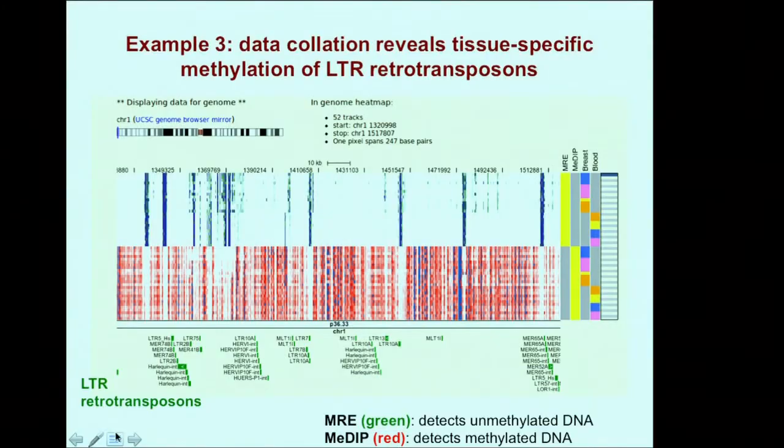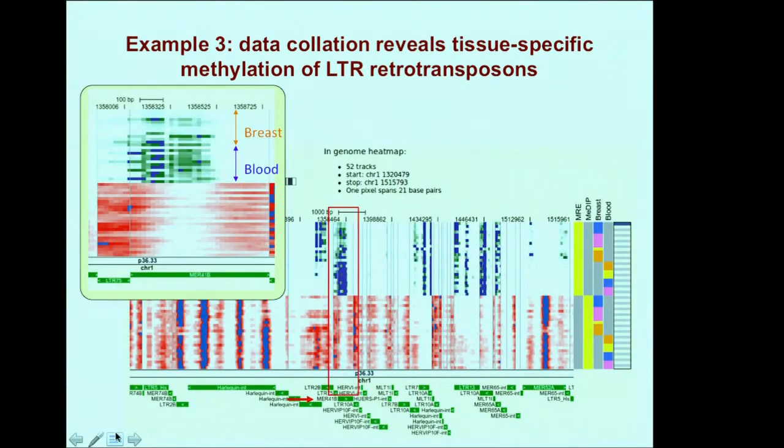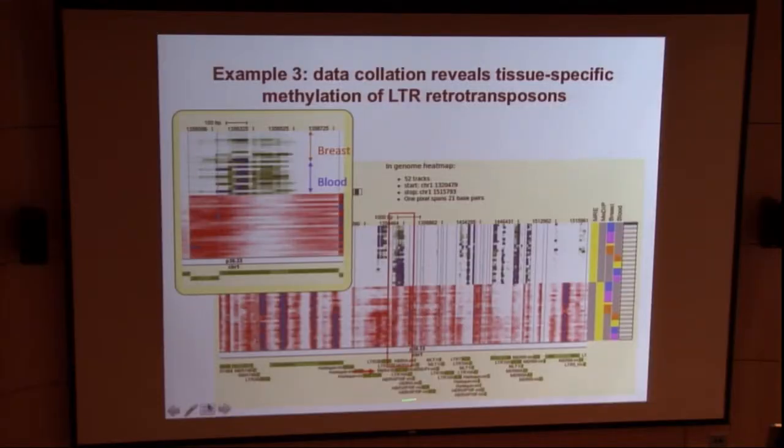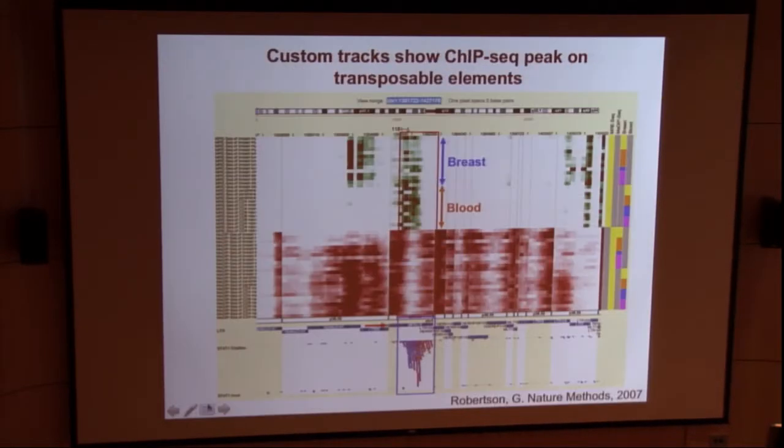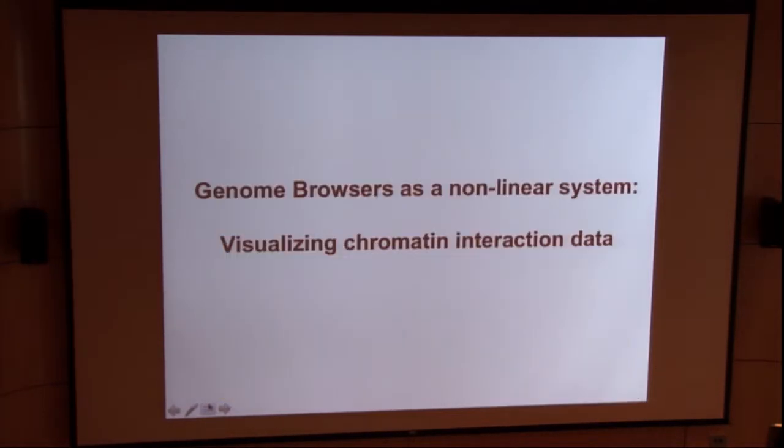This is actually one of my favorite examples, but I'm going to skip it. This has a lot to do with my own research on transposable elements. So this browser allows me to put all these transposable elements next to each other, right? That's never been done before, at least in the browser space, and then show that there are transposable elements that are tissue-specifically methylated. So that's a pretty cool discovery. And then, well, I guess I'll skip this.